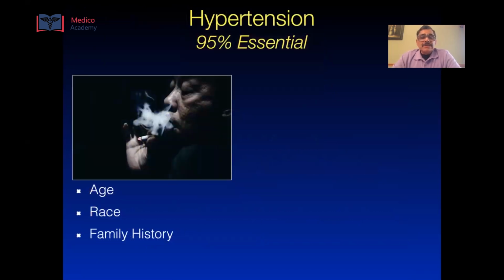So coming to hypertension, about 95% of the time it is essential. There is no real reason or pathology found. It is simply because of age, race, and family history. We know that as we age, we have more tendency to become hypertensive. Race is equally important. We know that people of Afro-American or African origin have the gene which leads to sodium and water retention, causing hypertension. And family history, again, because of the genetic predisposition, we have hypertension.